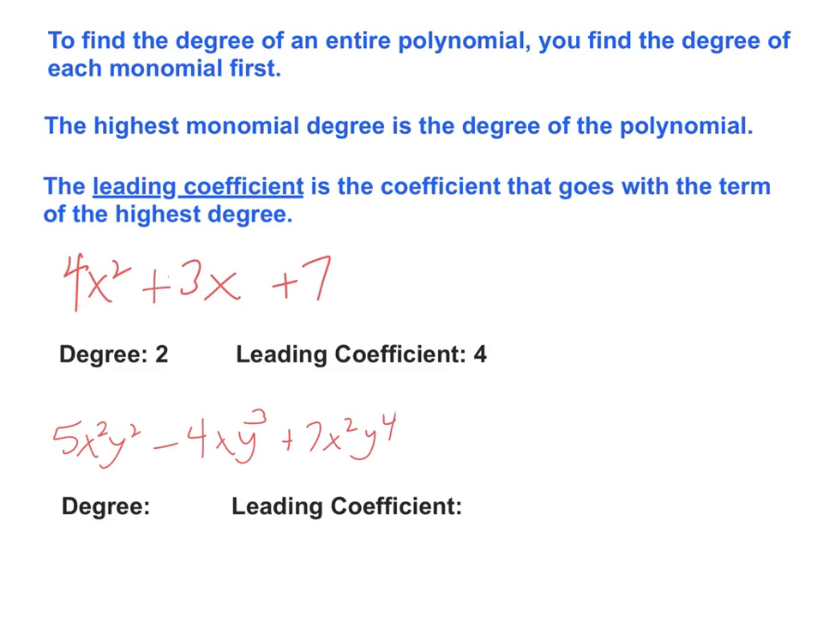Do the last one. Degree and leading coefficient. All right, degree. Dom, what do you have for degree for this term? So the degree of this term is what? 4? 4, 6. So the degree is 6. The leading coefficient is the one that goes with the degree 6, which ends up being, okay?